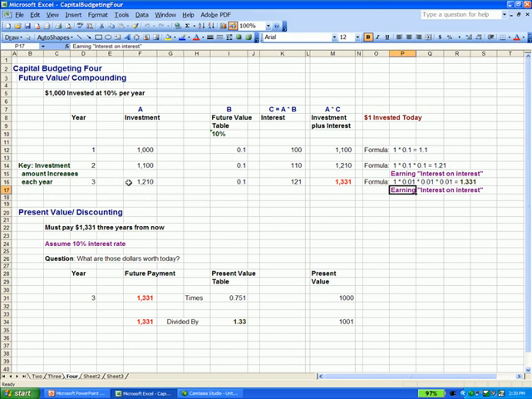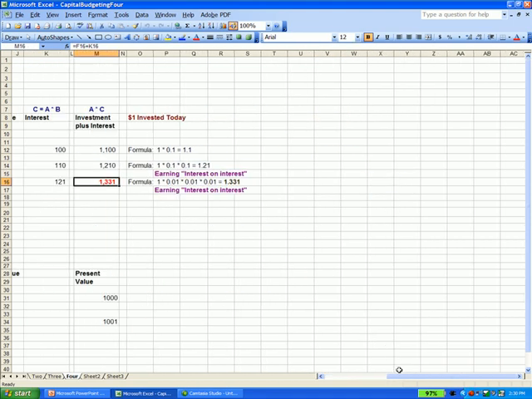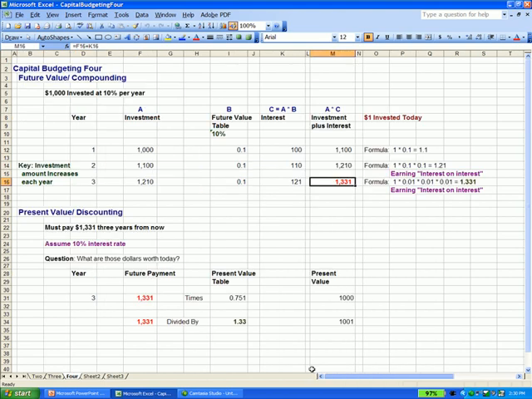Same thing in year three. We're taking the 1,210, which was our investment plus interest at the end of the prior year. We multiply that by 10%. We get an even higher interest amount because we're earning interest on the interest. And if we add the investment amount and the interest amount, we get $1,331. That formula written out is 1.1 times 1.1 times 1.1, or 1.331, which is the figure you would find in the future value table for year three. (Earlier I said 0.01 where it should be 0.1, a math error on my part.) So what we've just done is the future value and using compounding.